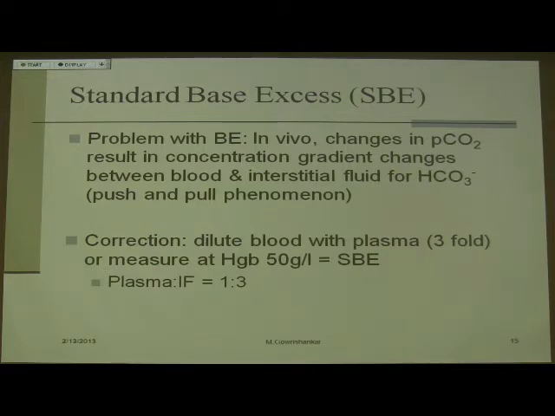Now add this, so do all this mixture, and now we don't have to do any of these things because these are all programmed into our blood gas machine, and therefore this is called standardized base excess or standardized base deficit, so SBE. That is what we get now.